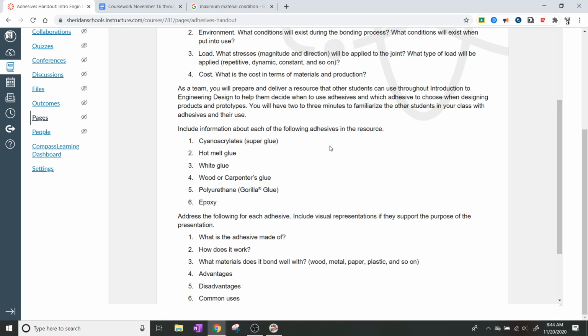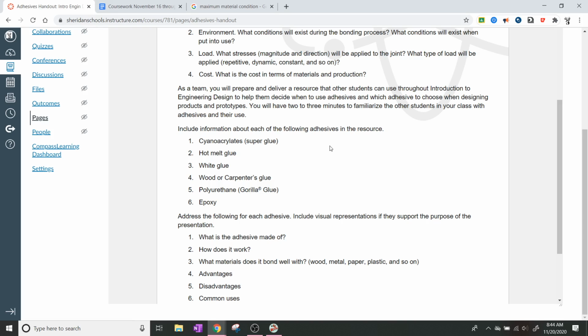Then you're going to do the hot melt glue, which is basically hot glue, and ask yourself the same six questions. What is this adhesive made of? How does it work? What materials does it bond well with? Advantages, disadvantages, and common uses. And just run that through. So that's six categories and six questions.